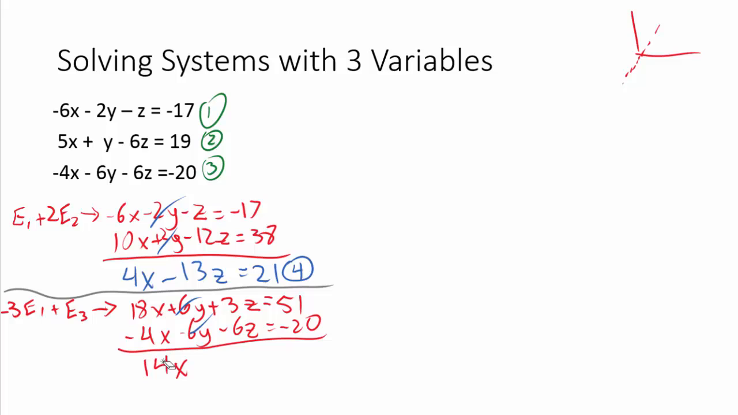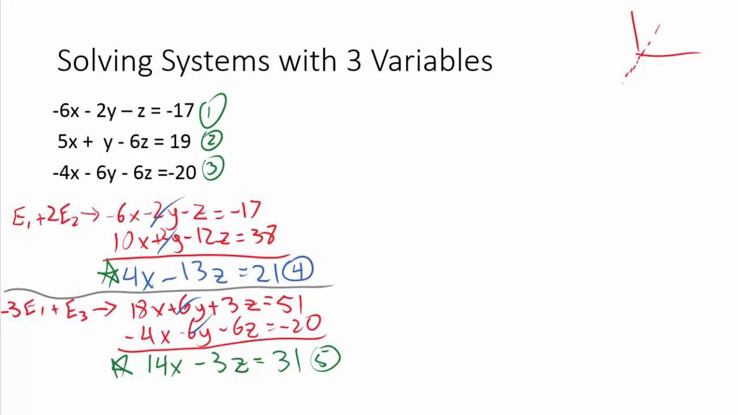And you know what? Let's stick with my color scheme. We'll make this a green here. So this would be 14x. This would cancel out. So 3 minus 6 should be -3z. And that should equal 51 minus 20, which should be 31. Okay, and now if you notice, I'm down to a system of equations here that only has two variables. So I'm now going to start working with equation 4 and equation 5.